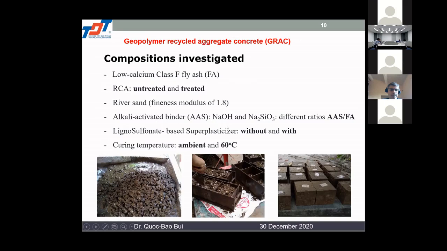And we try with and without superplasticizer, and in our case it is lignosulfonate-based superplasticizer. And we also try different curing temperatures. We try a normal ambient curing, and we try a curing at 60 degrees Celsius during one day. We don't want to use high temperature because that consumes a lot of energy, so it's not very interesting from the environmental impact point of view.